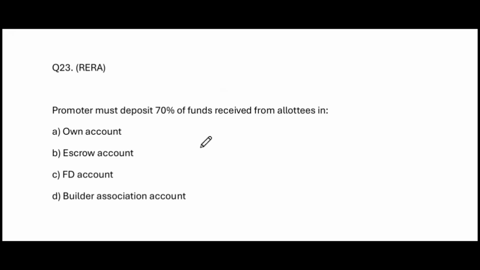Promoter must deposit 70% of funds received from allottees in which account? Own account, escrow account, FD account, or builder association account. The correct answer would be escrow account.